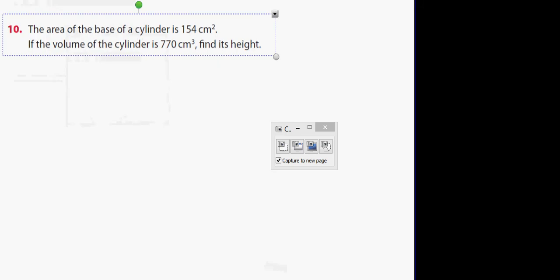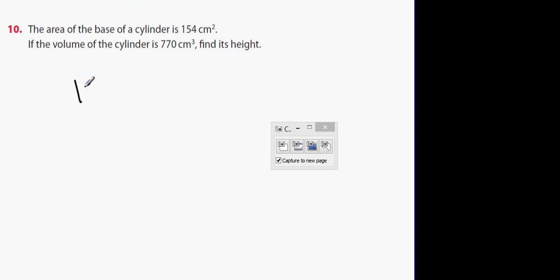The area of a base of a cylinder is 154 centimeters squared. The volume of the cylinder is 770. What you have to do is find its height. To find its height, we need to remember that volume equals area of a face multiplied by length.